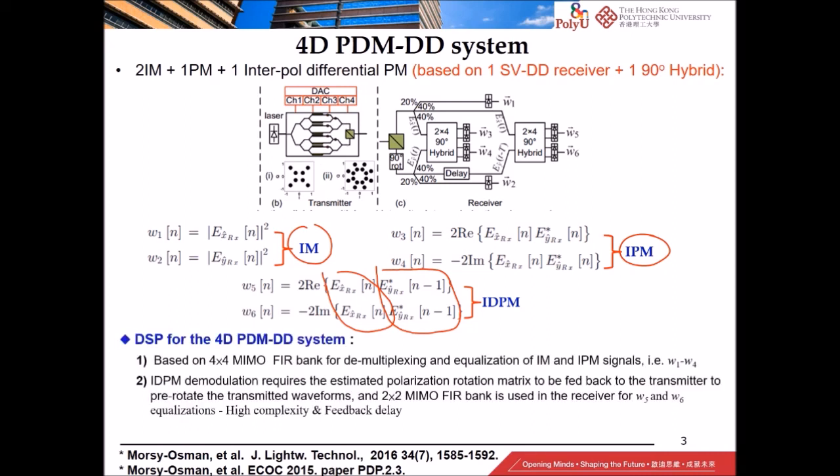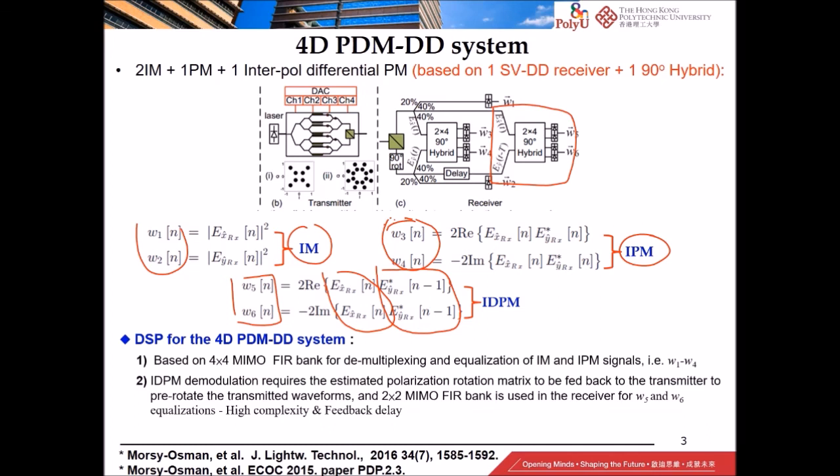So this is 4-dimensional, and the DSP for the 4-dimensional system will be quite a bit more complicated. The first four parameters, W1 to W4, are something that we have discussed in previous cases. Now the interesting thing is the so-called inter-differential polarization signals, W5 and W6 here. The way to recover them is by having an additional hybrid.